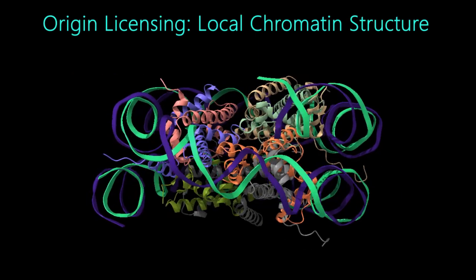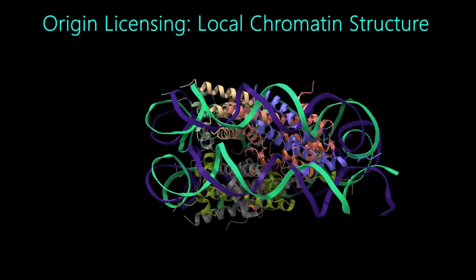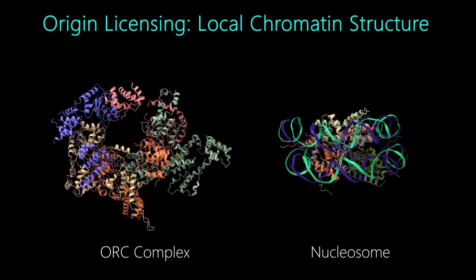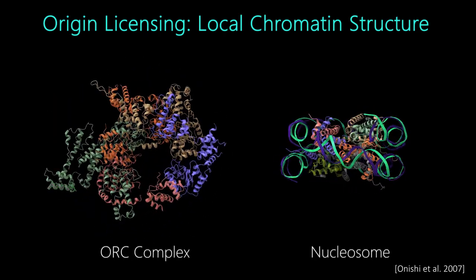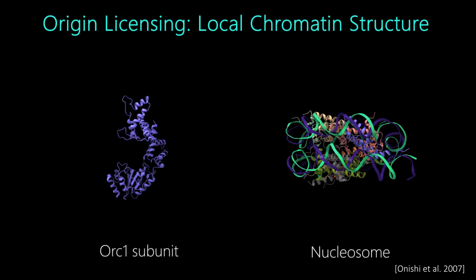Local chromatin structure also plays a key role in origin efficiency and firing timing, and does so independently of the specific origin sequence. The BAH domain of the ORC1 subunit plays an important role in origin selection as it interacts with chromatin in all eukaryotes.